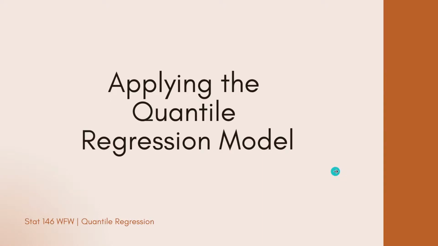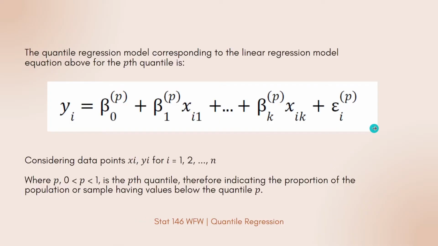Now that we are more familiar with the quantile regression model, we can proceed to applying the quantile regression model. The quantile regression model corresponding to the linear regression model equation above for the pth quantile is y_i equal to beta null at the pth quantile plus beta 1 at the pth quantile x_i1 plus ... plus beta k at the pth quantile x_ik plus epsilon_i at the pth quantile.